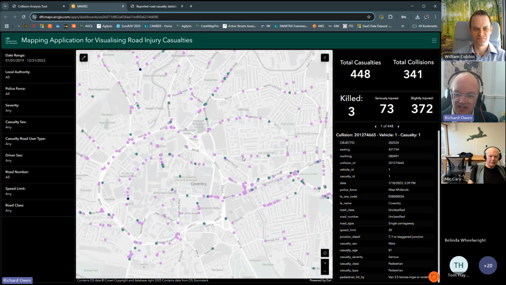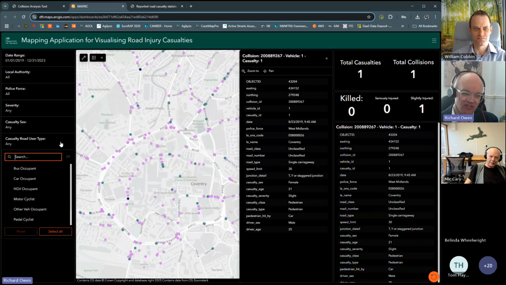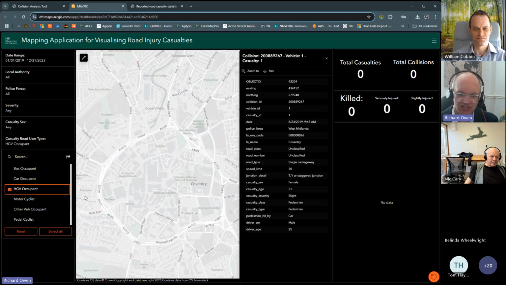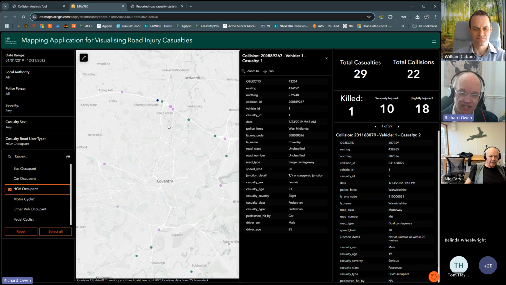You can then click on an individual collision if you want to, and have a look at all of the data associated with it. So we've got the unhelpful field name, but then the description that goes alongside it, and it's got filters that you can use. If I wanted to do HGV occupants, I'm going to need to zoom out a little bit there. Funnily enough, you find HGV occupants on the major road network. So this is a way of mapping and visualizing data that the DFT have done.